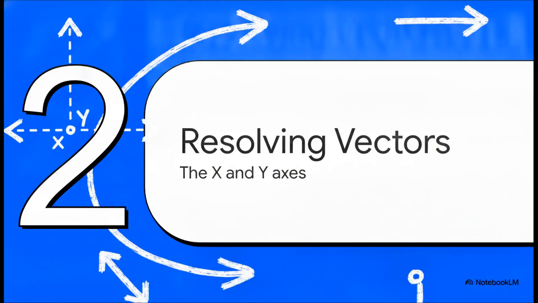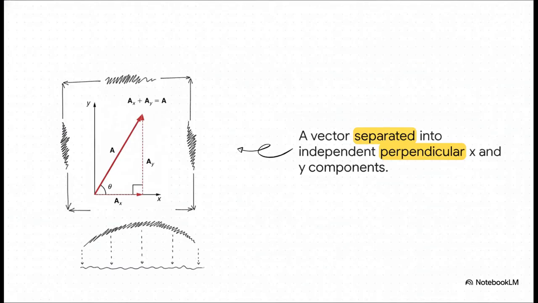Moving right along to section 2, resolving vectors into components, the x and y axes. Now, take a look at how a single diagonal motion, that vector labeled A, gets separated into a perfect right triangle. See, instead of dealing with that tricky, angled vector A as one big mess, we just create strict horizontal and vertical legs, AX and AY. And by doing this, boom, we've just turned one wildly difficult 2D problem into two incredibly simple 1D problems.